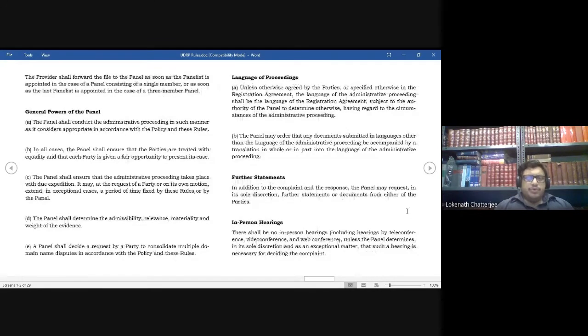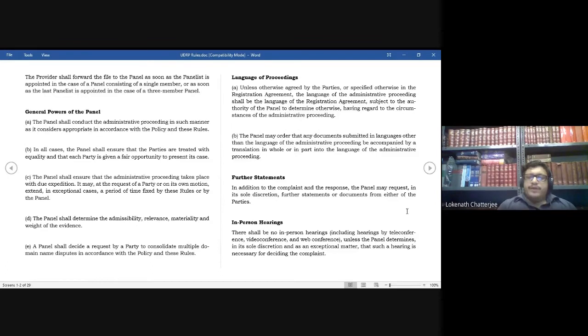Again, this is more to do with administrative matters. General powers of the panel, interesting. The panel would be conducting the administrative proceeding in such manner in accordance with the policy and these rules. Parties are treated with equality and given a fair opportunity. It has to be quick. In fact, even the evidence is left to the panel as to how they want to go about it. Consolidation is there.